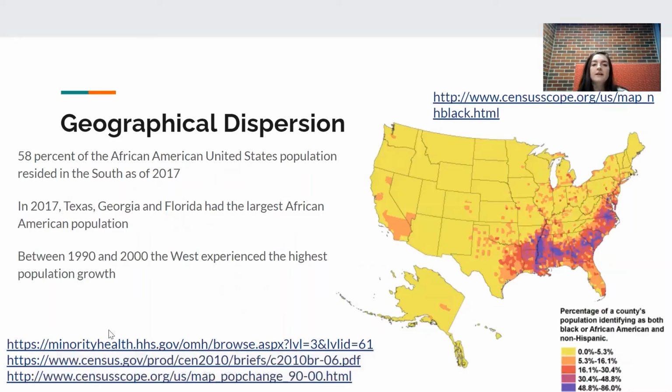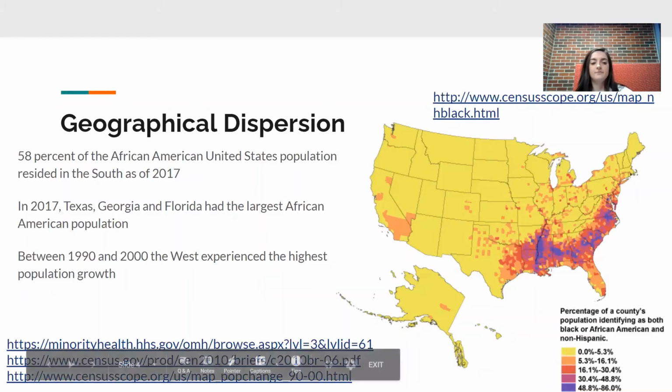58% of the African American population in the United States resides in the South as of 2017. From the map, you can clearly see that the African American population resides in the South. In 2017, Texas, Georgia, and Florida had the largest African American population. Between the 1990s and the 2000s, the West experienced the highest population growth.